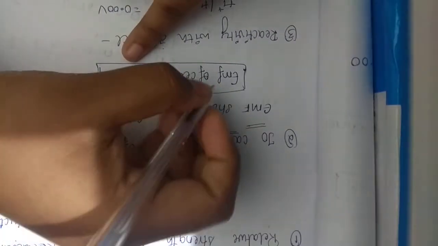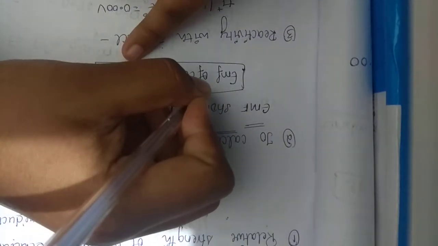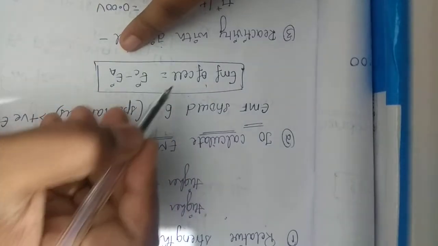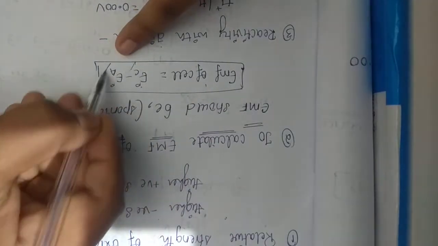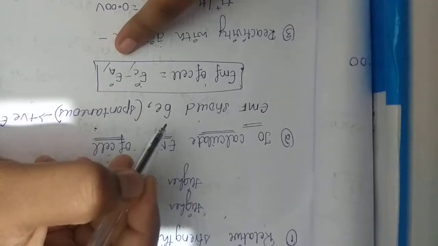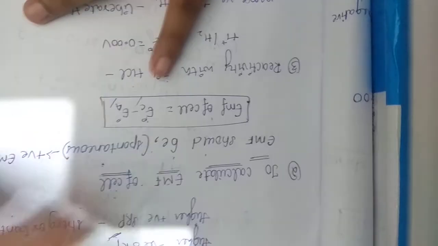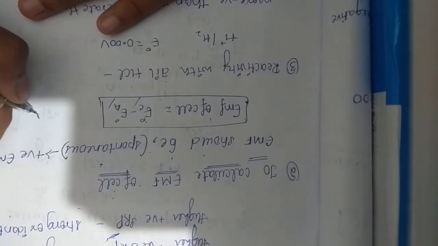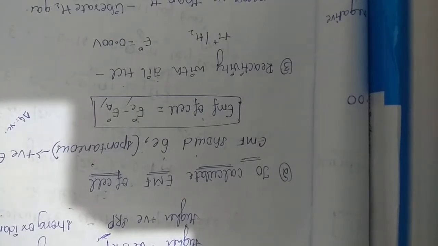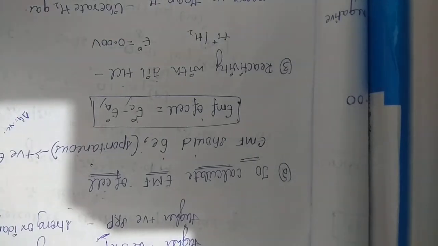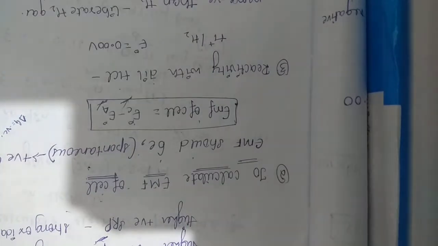Now, how is the EMF of a cell calculated? We have seen a formula before that EMF of a cell is E cathode minus E anode. If it is a spontaneous reaction, delta G will be negative, and the EMF should be positive. So the EMF of a cell is calculated as E cathode minus E anode.